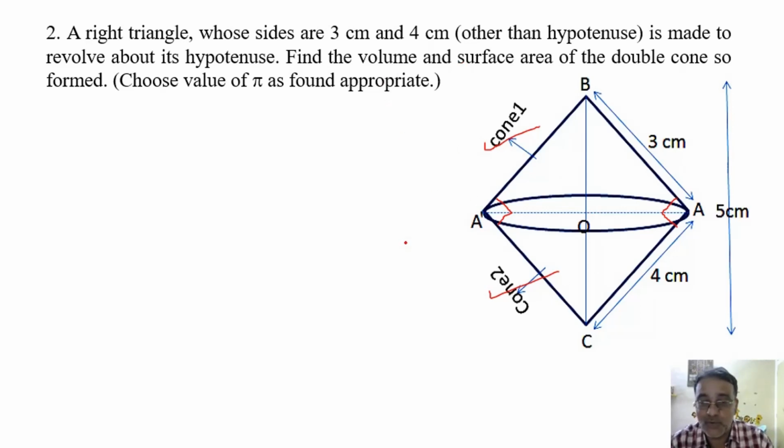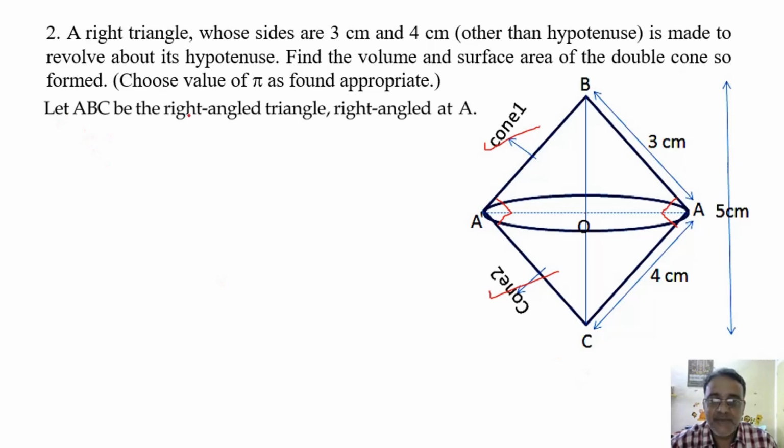But for both we need the radius. We have to find the radius. Radius is not given, and even height is not given. So we'll find BC first. How will you find BC? Pythagoras theorem. Right, very good.